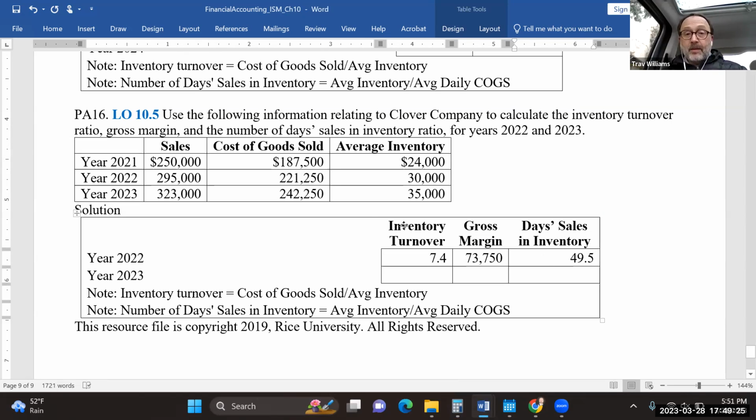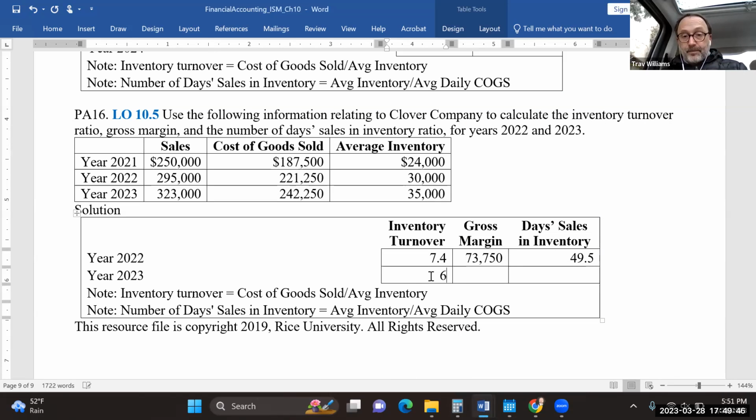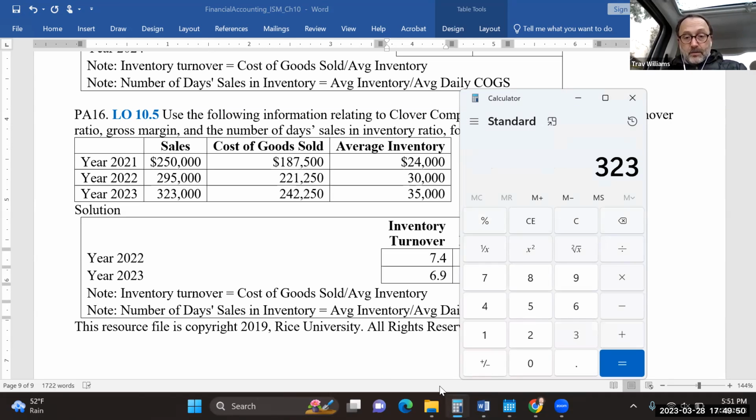Okay, we'll do the same thing for 2023. To get the inventory turnover, it's cost of goods sold divided by average inventory of 35,000. 9. To get the gross margin, we take sales minus cost of goods sold, 80,750.